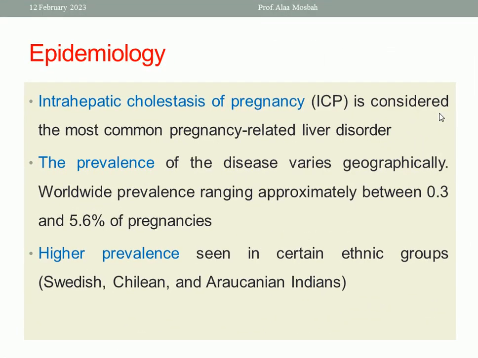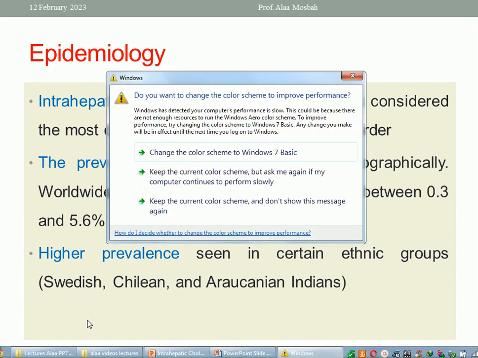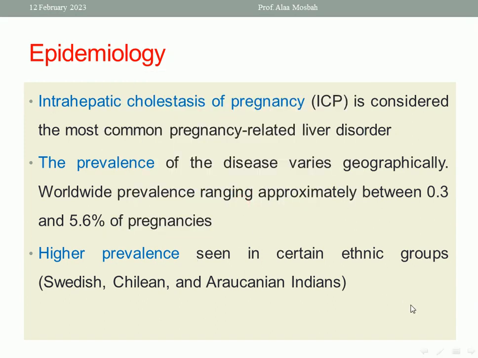So what about the epidemiology? Really, it is considered the most common pregnancy-related liver disorder. So you should care about this problem because it is the most common pregnancy-related liver disorder. What about the prevalence? The prevalence of disease varies geographically. Worldwide prevalence ranging approximately between 0.3 and 5.6% of pregnancies.